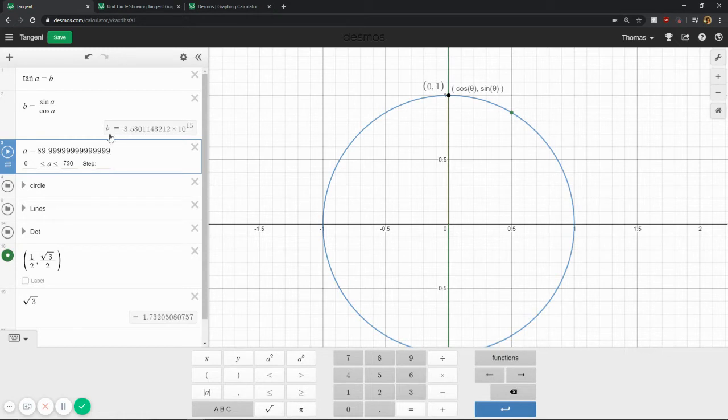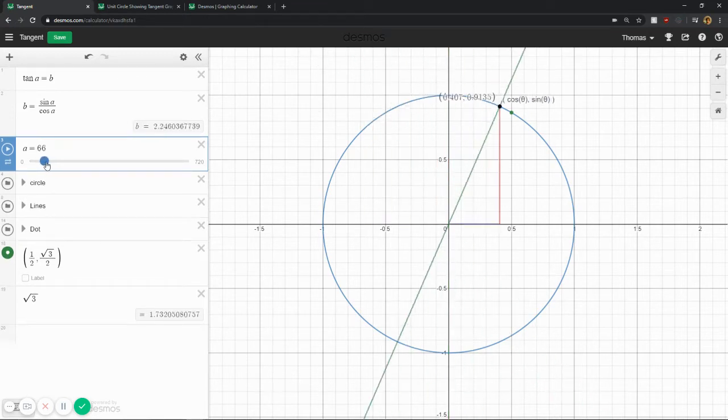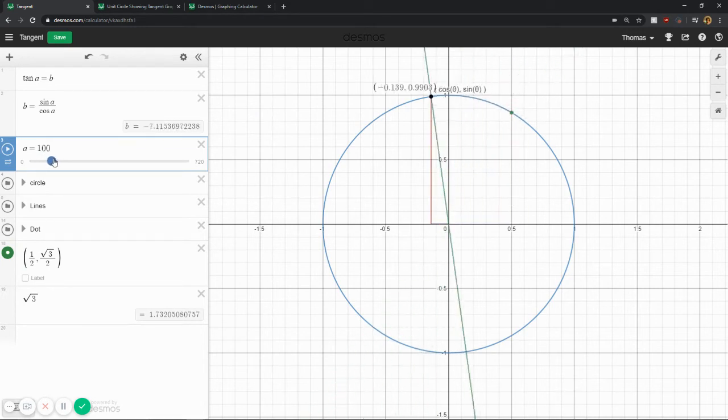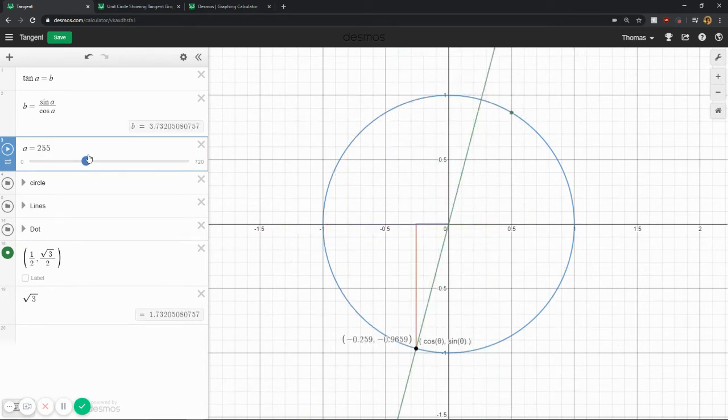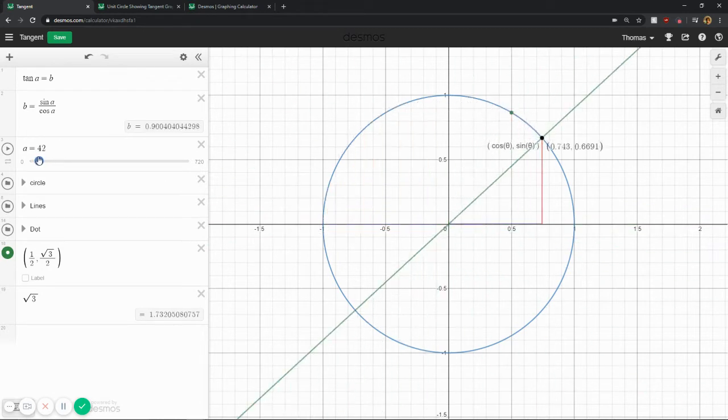You can say that as the angle approaches 90 degrees, the value of tangent approaches infinity. But it can't ever get to infinity, so what we end up having there is a domain restriction. We'll have a domain restriction to tangent whenever we have a cosine value of 0, so it'll happen again at 270 degrees, where it's undefined.